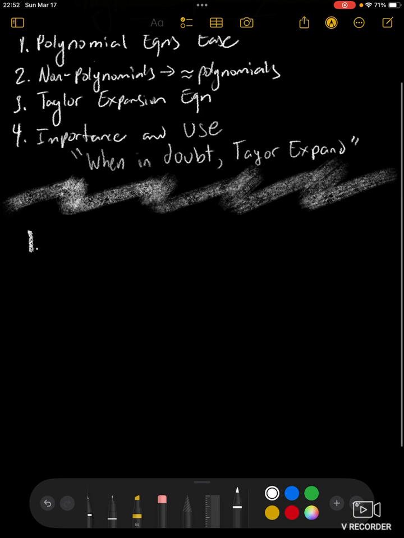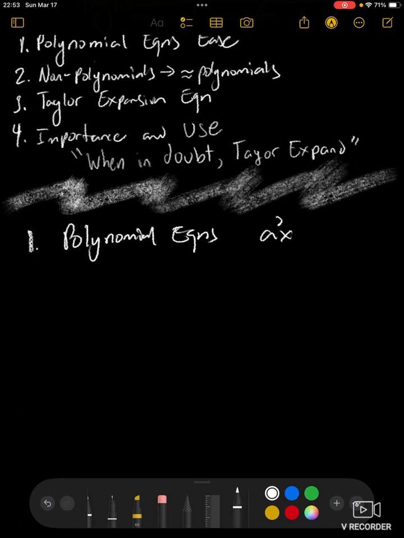So, first off, we are going to talk a bit about polynomials. Polynomial equations, such as ax squared plus bx plus c, these equations of types.